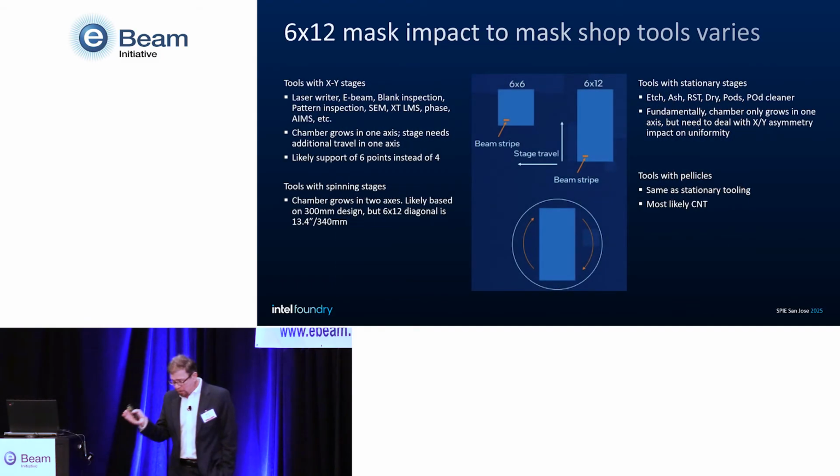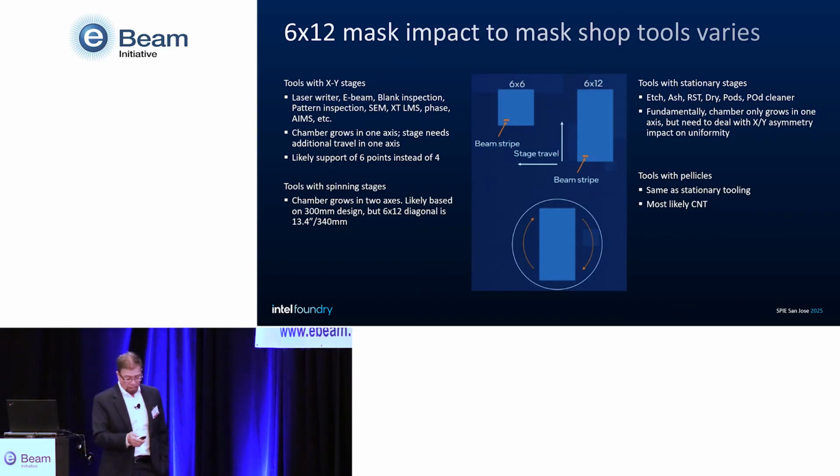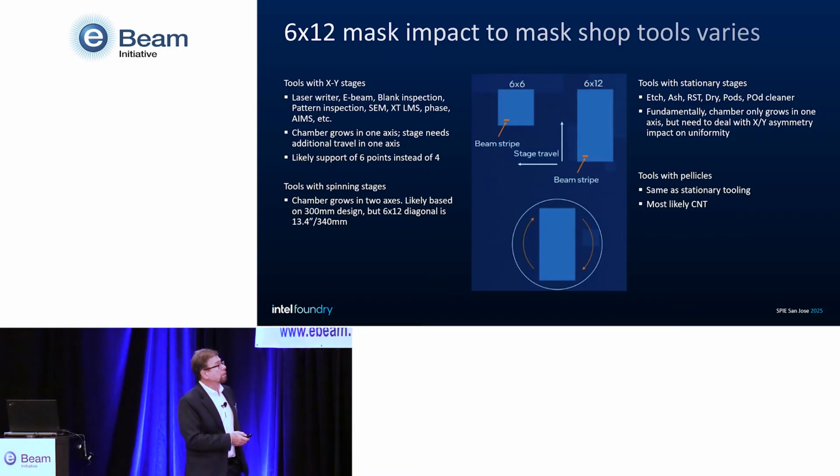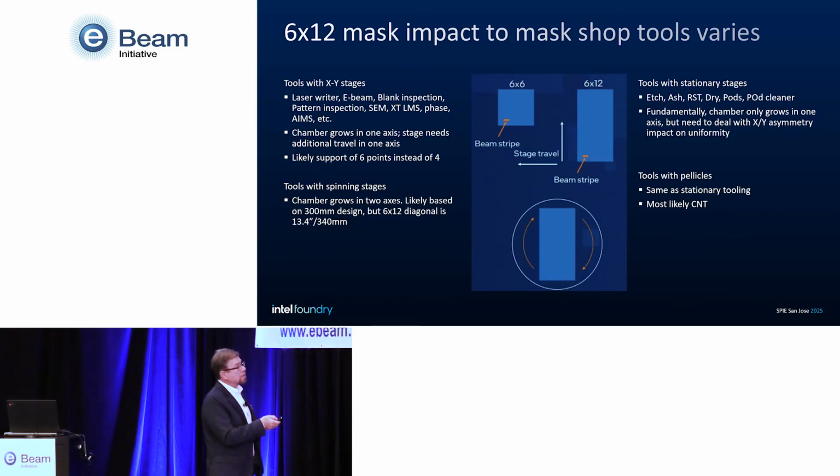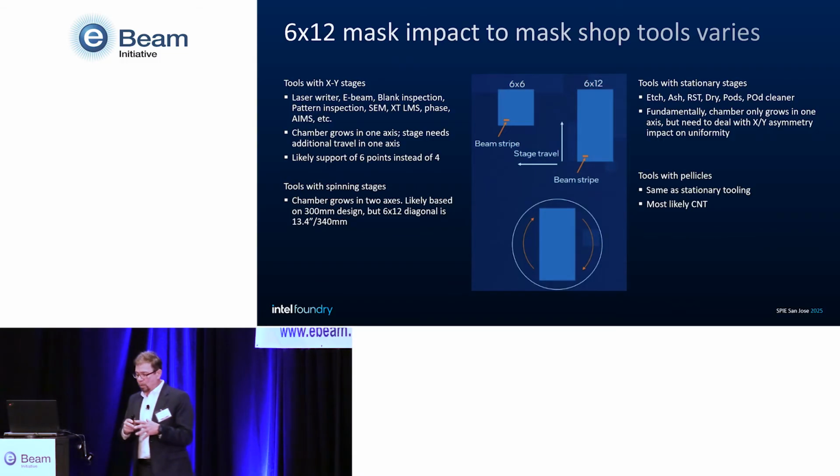So if you look at the tools, I put the tools in the mask shop in sort of 3 classifications. We have the tools that have a moving stage and work on a stripe basis, whether it's inspection, writer, or metrology. The stage moves in one axis, but the beam, whether it's laser or eBeam, is limited to a small swath. For these tools, you just extend the stage in one axis, but all the accuracy associated with the head, whether it is writing or inspecting, is sort of localized. And the chamber needs to grow only in one axis.